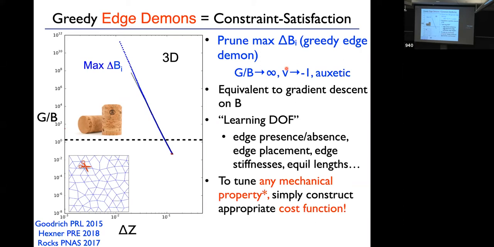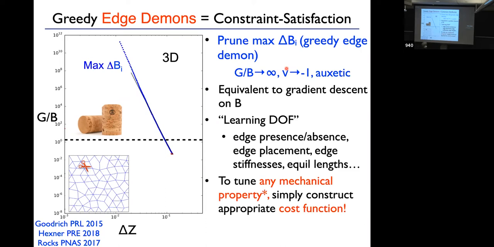Okay. So what we're doing is our bulk modulus is our cost function now, and we're doing gradient descent on that cost function by changing what I'm going to call a learning degree of freedom. In the case of jamming, that learning degree of freedom were the translational positions of the particles. That's what I was allowed to vary in order to minimize my cost function. Here, if I'm just removing bonds, my learning degrees of freedom are either the presence or the absence of the bond.